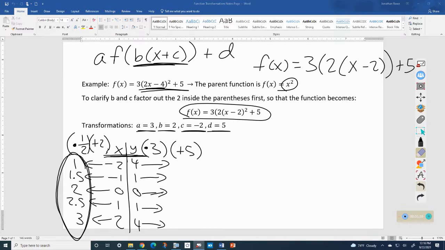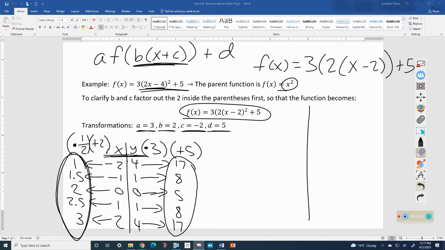All right. So 4 times 3 is 12. 12 plus 5 is 17. 3 times 1 is 3, plus 5 is 8. 0 plus 5 is 5. 1 times 3 is 3, plus 5 is 8. And 4 times 3 is 12, plus 5 is 17. These are my new y coordinates. Notice the a and d are usually easier to deal with than the b and the c. For the d, you just add it as it is. For the c, you add the opposite of what you think it is.